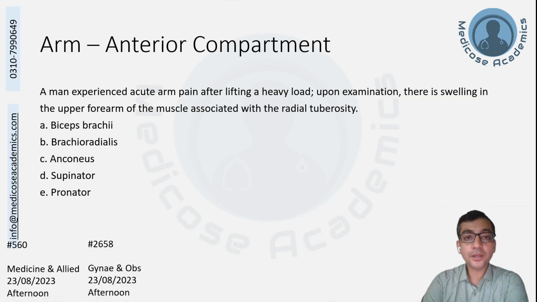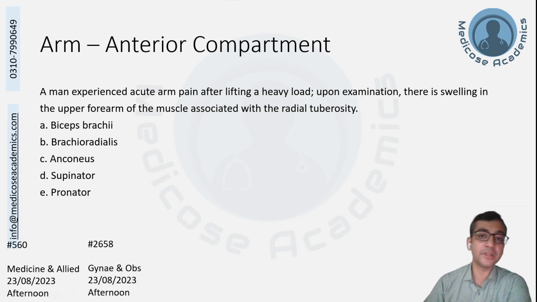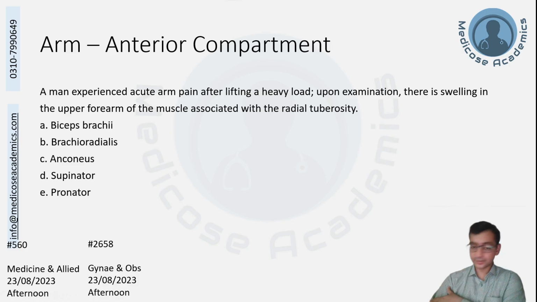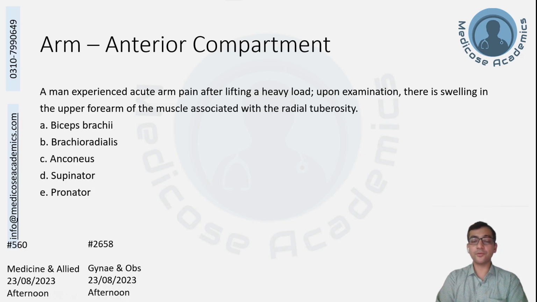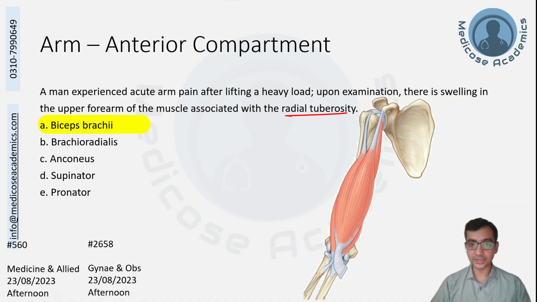The man experiences an acute pain after lifting heavy load. Upon examination, there is a swelling in the upper forearm of muscle associated with lateral tuberosity. So basically, after heavy lifting, you're doing flexion, and after that, the pain is in upper forearm. So you have to look for the point of attachment of that muscle that is attached on the lateral tuberosity, and that is the biceps brachii. So that's the point of attachment, and that's the point that swelled up and caused the issue.